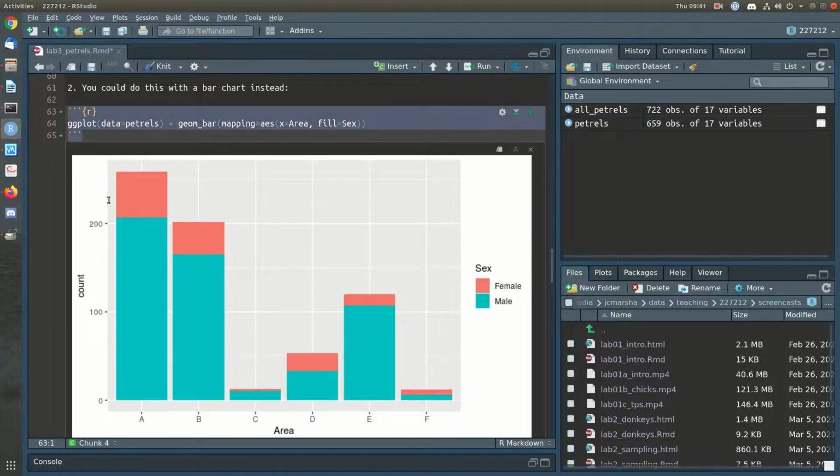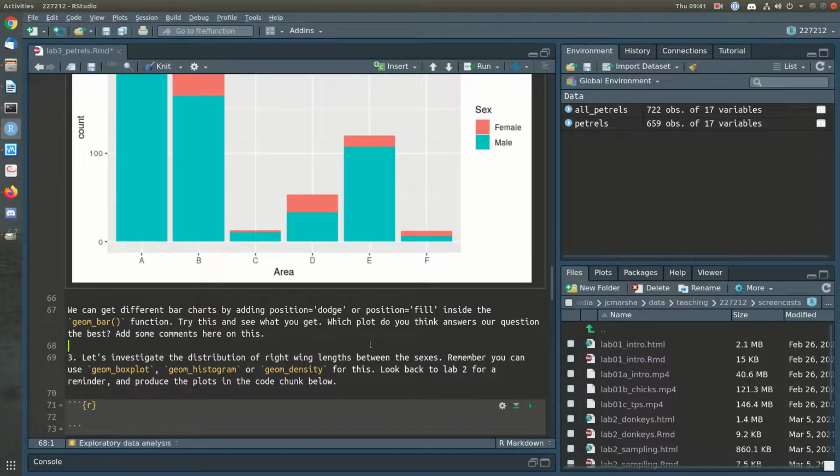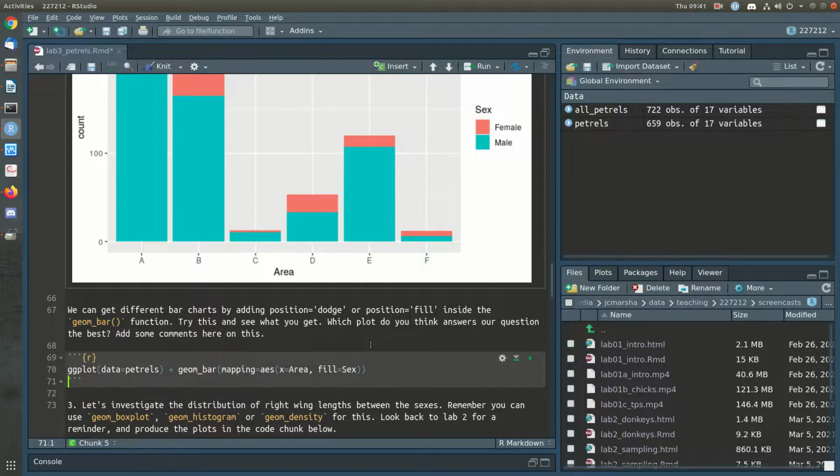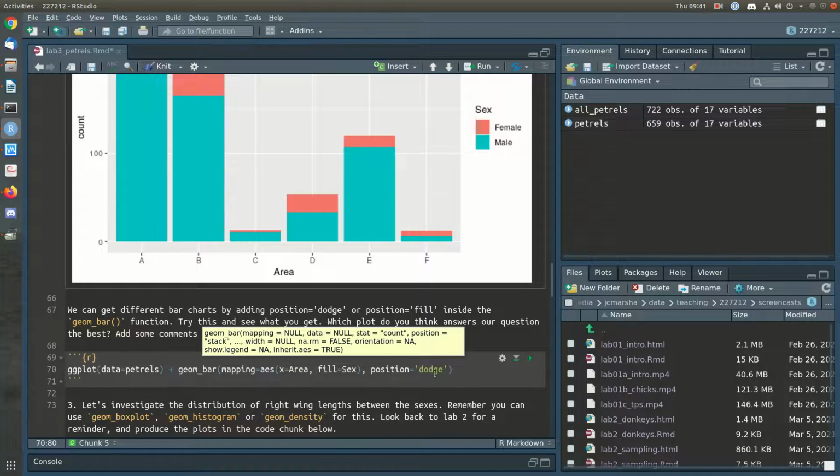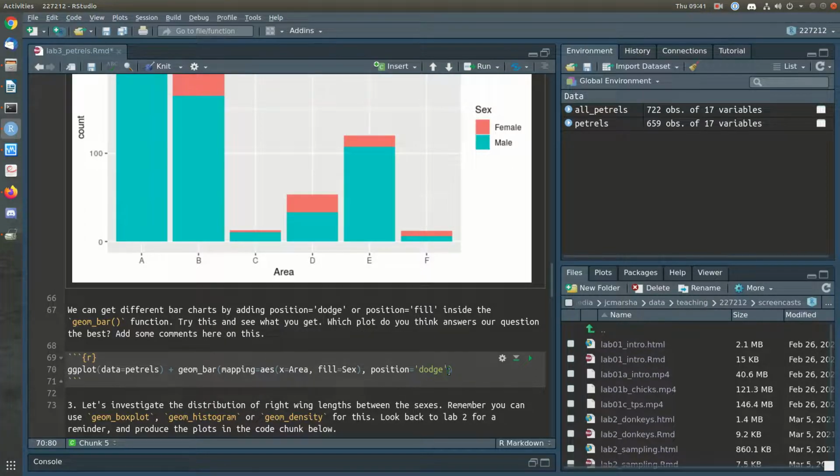So let's copy and paste that, and we'll add position equals dodge. You remember that when we add things to the geometry that aren't from our data. So here we're just altering the position of the bars, or the method that's used to position the bars.